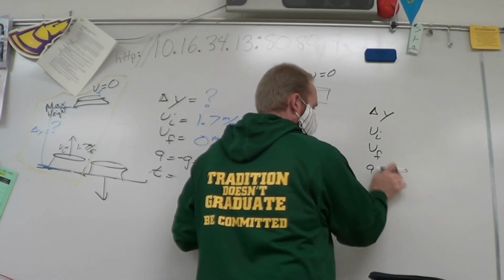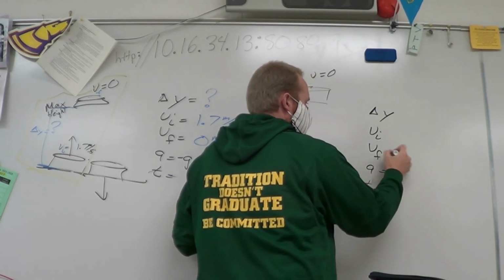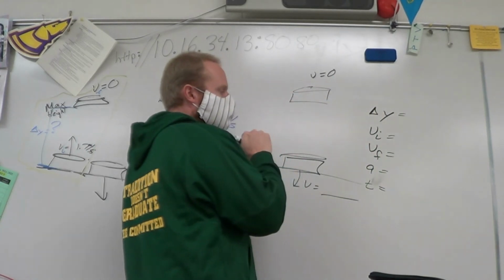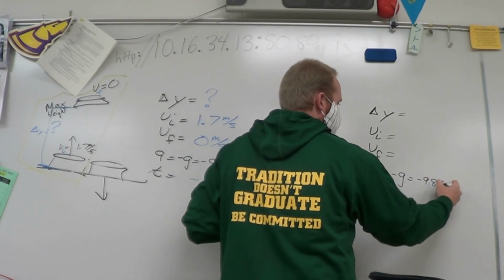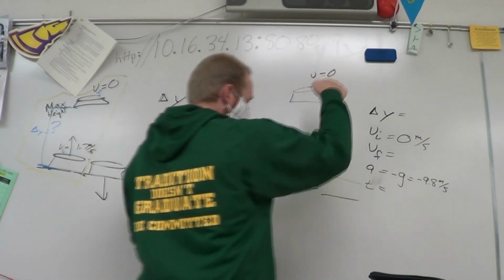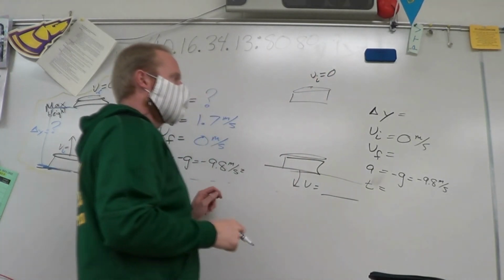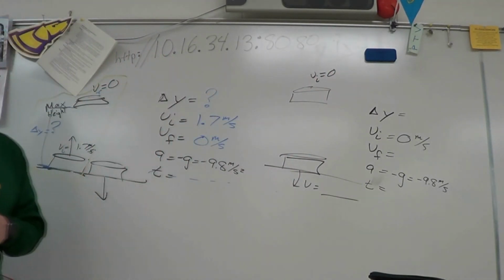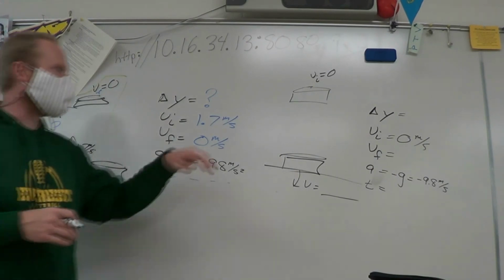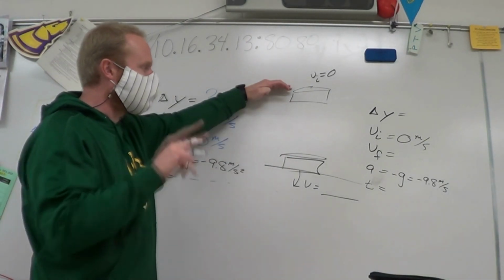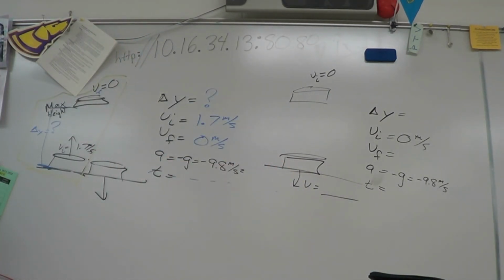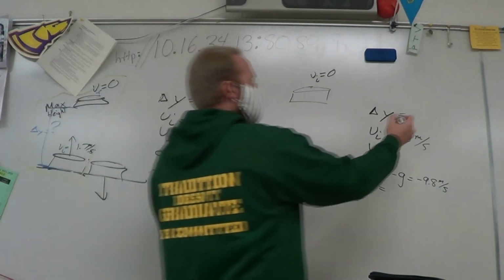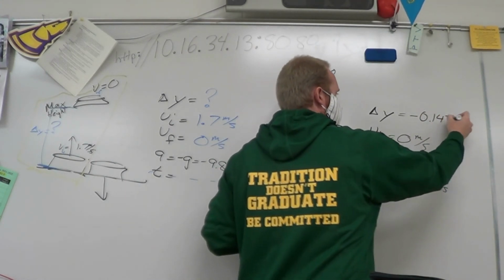It's in the y direction. What's the acceleration of this object at maximum height? Negative g, which is negative 9.8 meters per second squared. We said my initial velocity from max height coming back down is going to be 0. What is the displacement of this hockey puck? It went from the table to maximum height. Now we're looking at maximum height back to the table. What's my delta y? It's going to be negative 0.147.